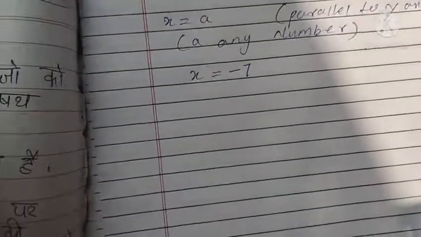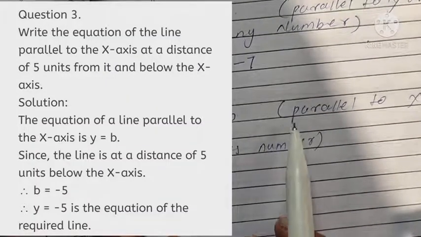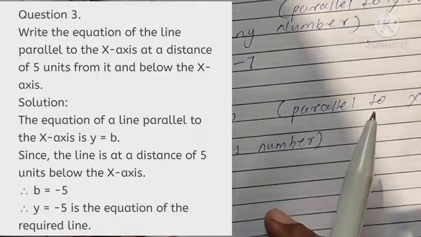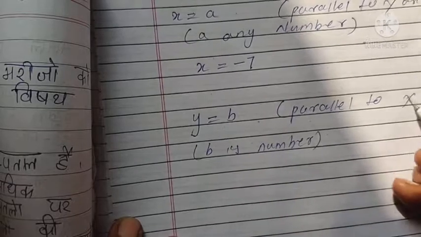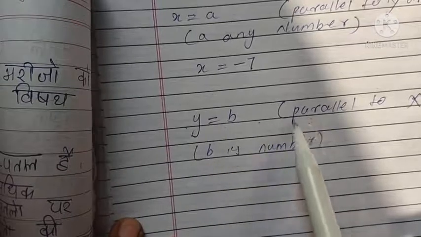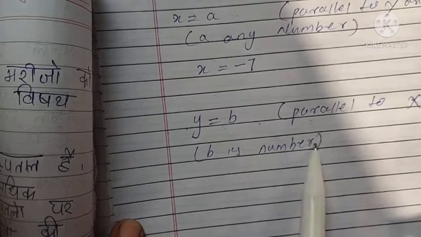Now the next question is, write the equation of a line parallel to the x-axis at a distance of 5 units from it and below the x-axis. Equations of the type y = b are parallel to the x-axis. b is any number.